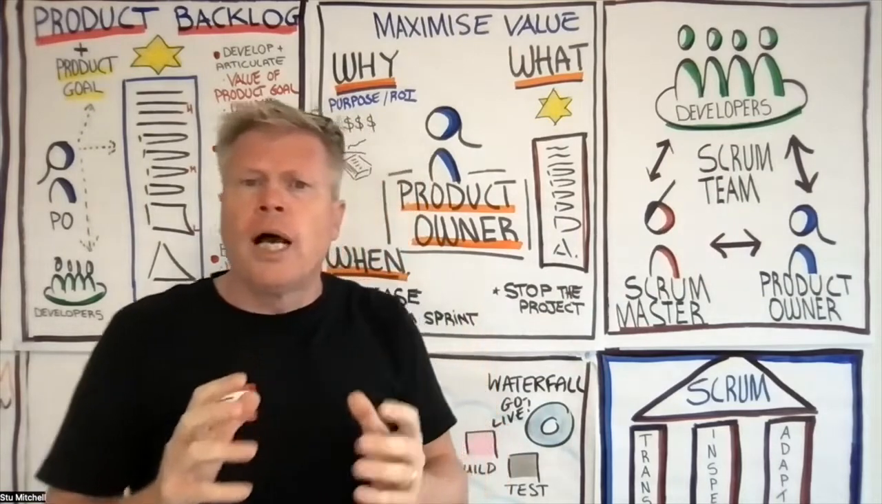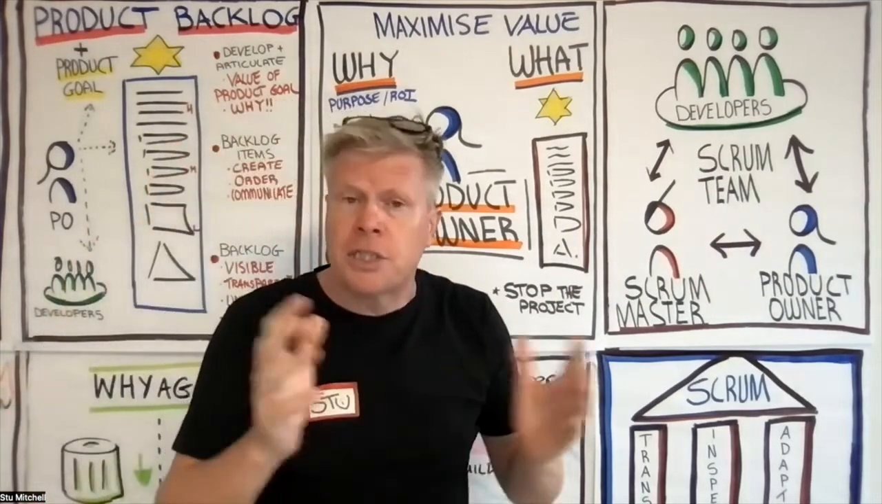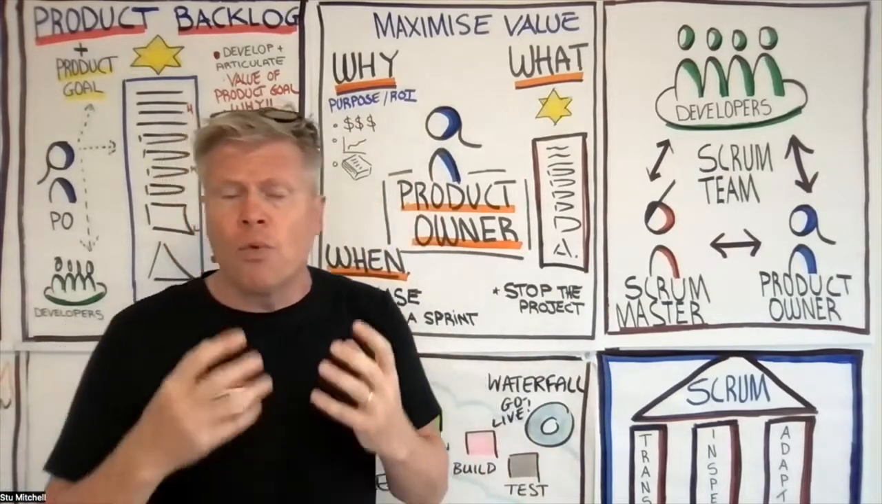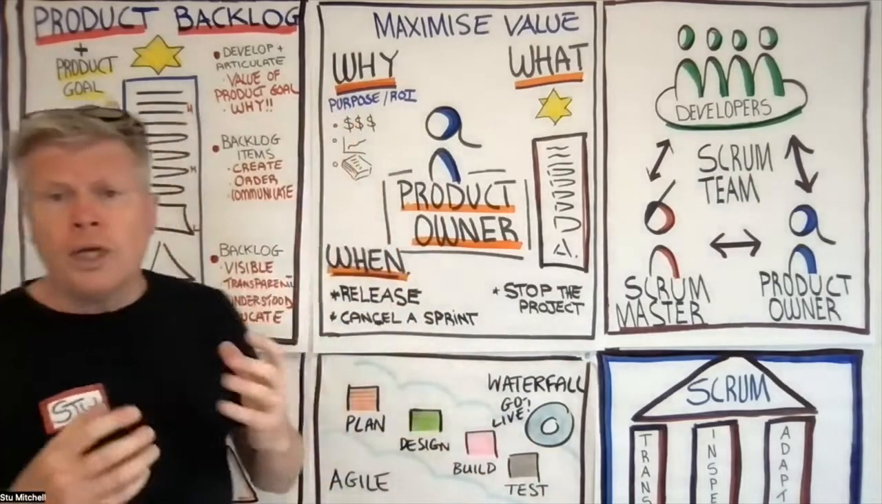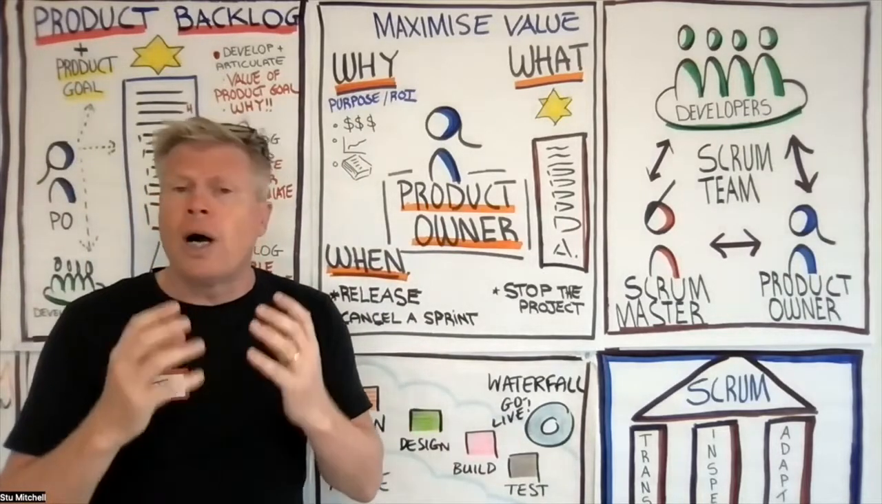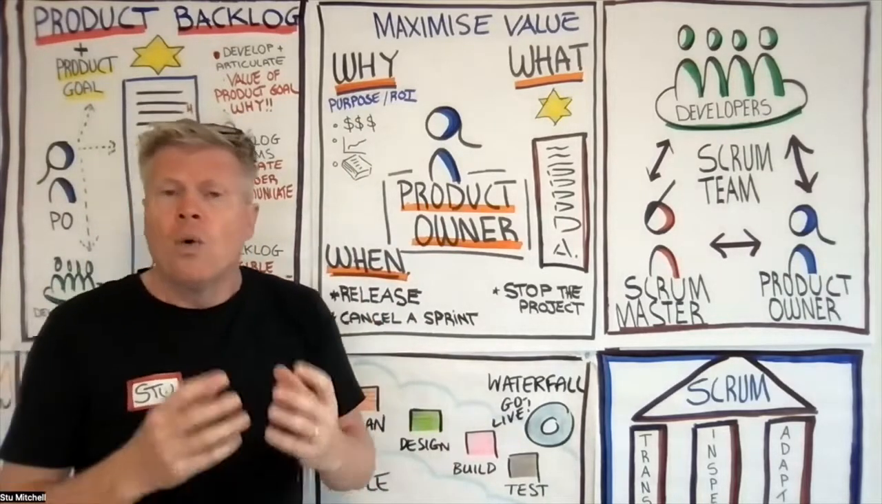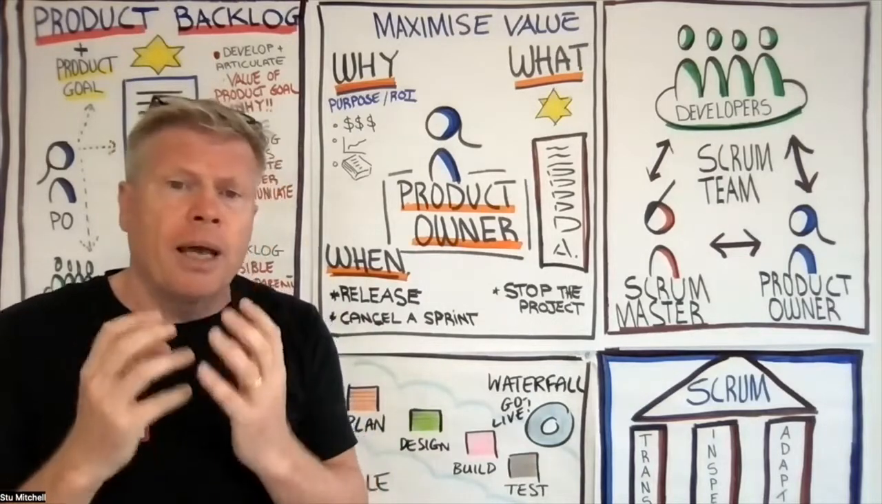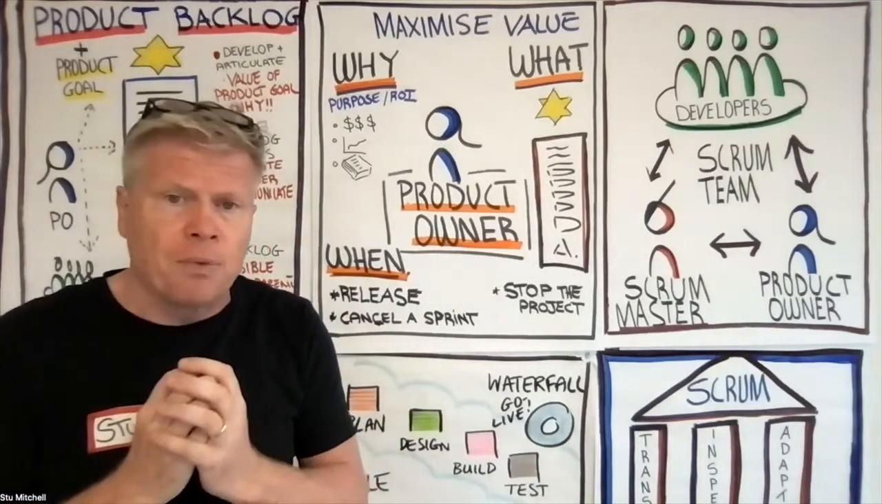The product owner has got three key responsibilities. Let's go through them. The first is to be able to articulate the why. Why are we doing this project? Why are we doing this service? What's the purpose? It gives context and it allows them to understand value.